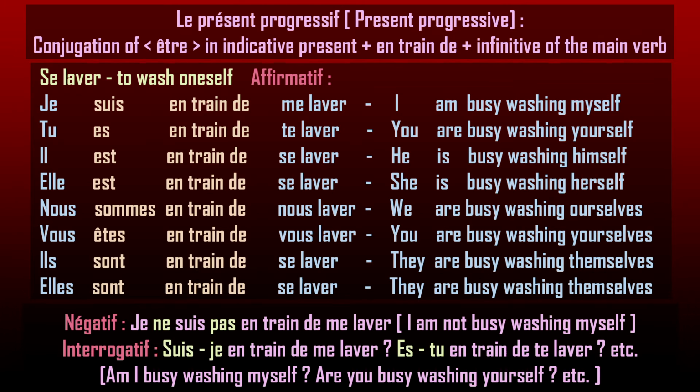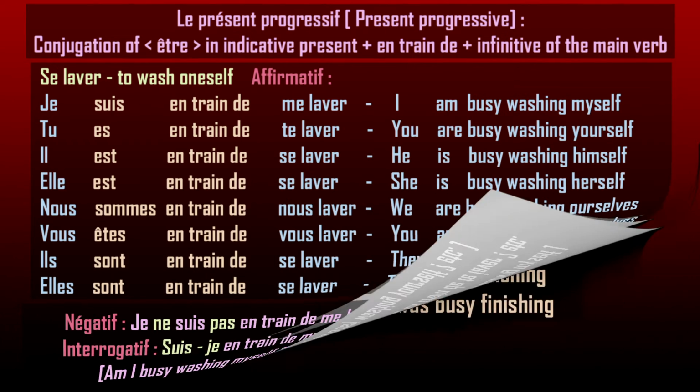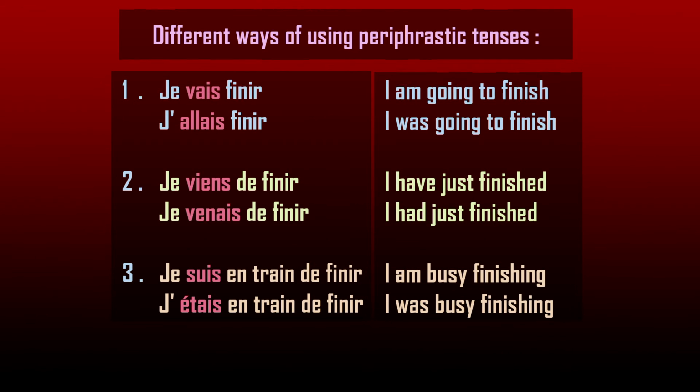Like this, the conjugation goes on till sont-elles en train de se laver? Are they washing themselves right now? Are they busy washing themselves? We have an additional employment of these three periphrastic tenses.